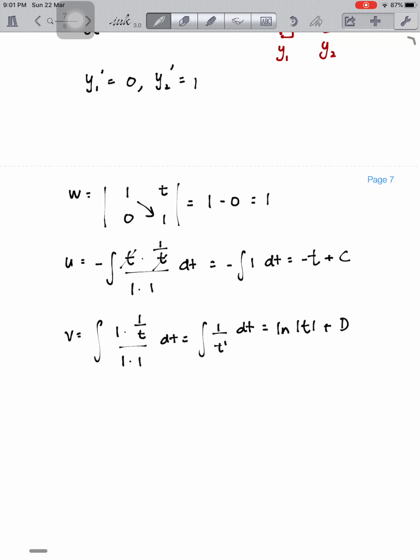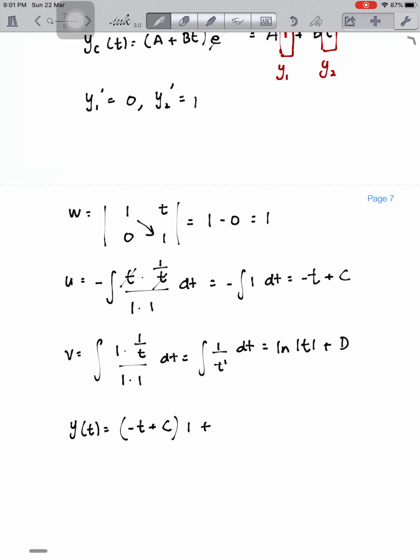Okay, so now we are almost at the end of our calculation. All we have to do is put that according to the formula. So the formula is uy1 plus vy2. So u is given by negative t plus c multiplied by y1, which is a value of 1, plus v, which is going to be log of t plus d multiplied by y2, which is going to equal t. Actually there's no need to expand this because we can't really simplify it. But if I were to expand this, I'm just going to end up with negative t plus c plus t log of t plus dt. That's it. So that is going to be our function.